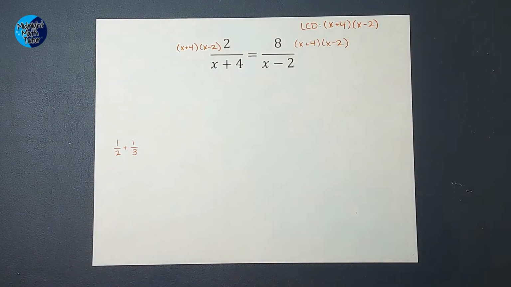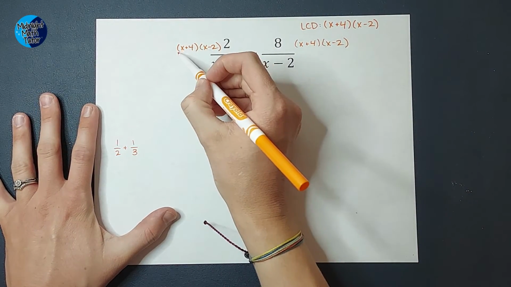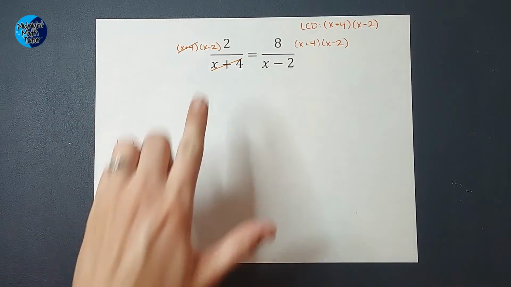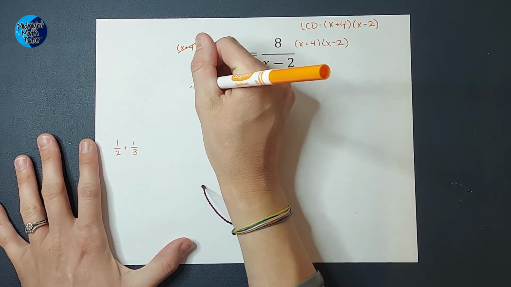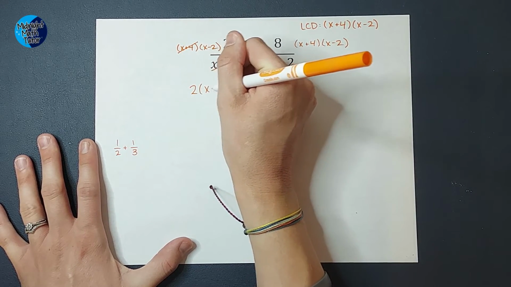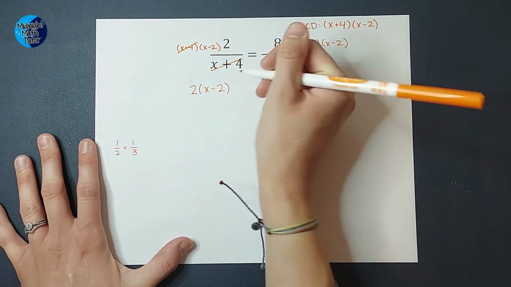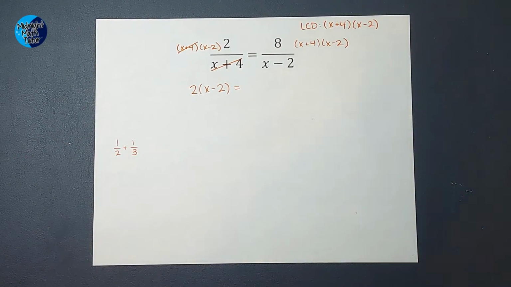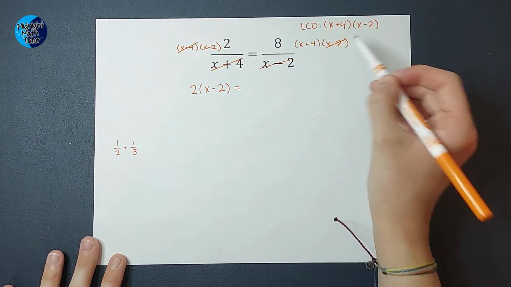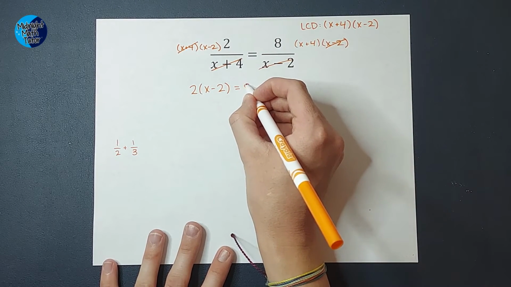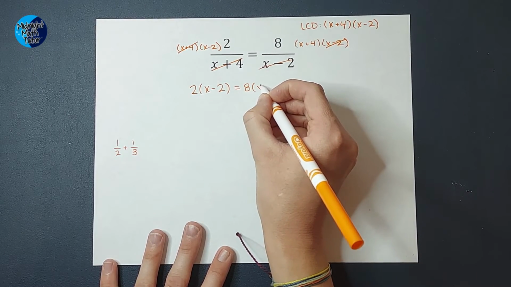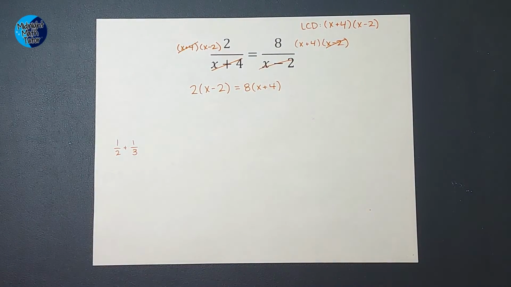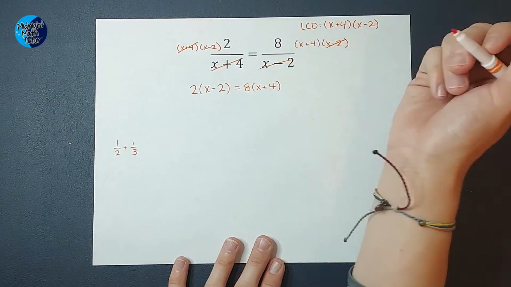Now watch what happens when I multiply that. Guess what? This and this cancel, right? So then on this side, I'm just left with 2 times x minus 2. What? No more big, ginormous fraction. Okay, and what happens on this side? The x minus 2's cancel, and I'm left with 8 times x plus 4. Oh my gosh. This is way less scary, right? You've probably solved things like this a million times.